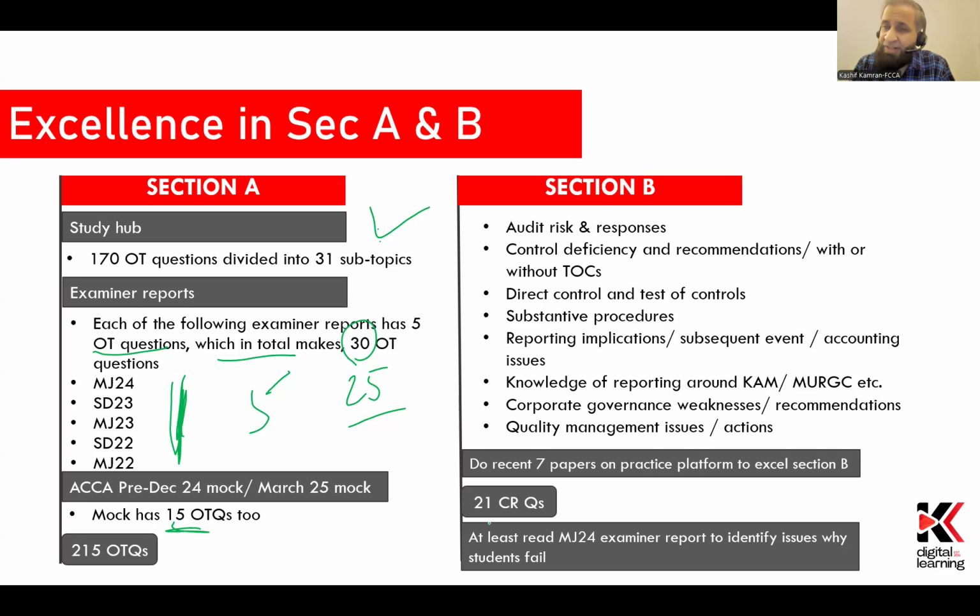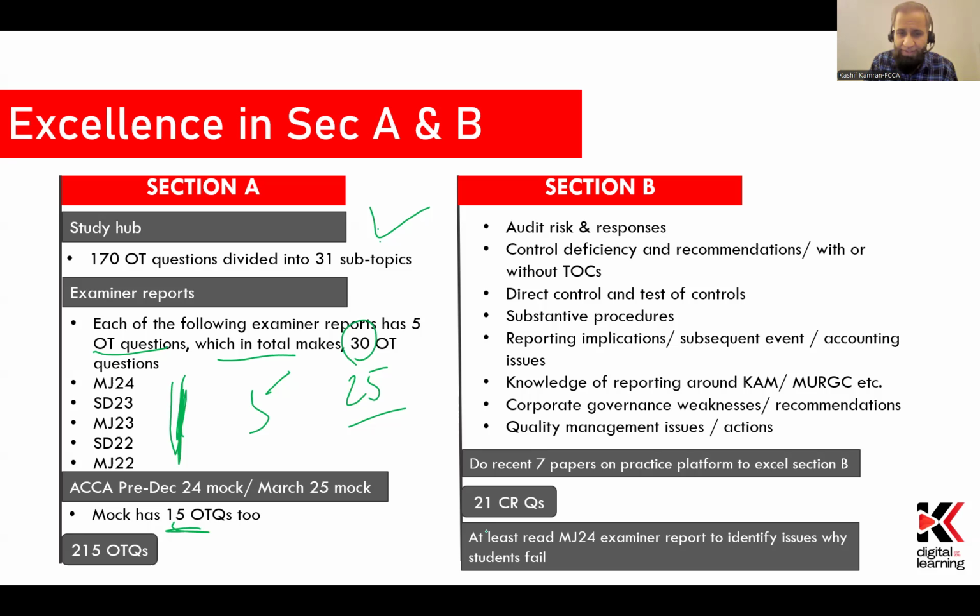At least read the March, June 24 report for Section B to identify weaknesses, why students fail. So for Section B, go to the March, June 24 report, go to the Section B, read it to understand why students fail in Section B. So at least you have a fair idea. So 21 CRs for Section B, 1 examiner report for Section B, that is it.